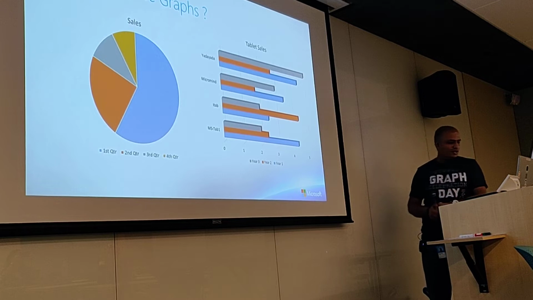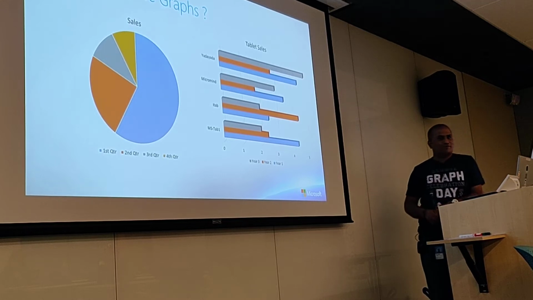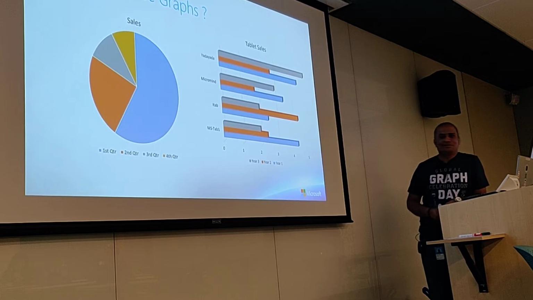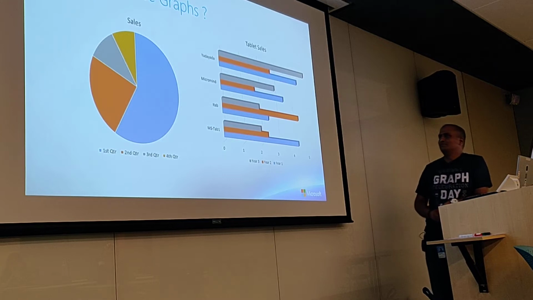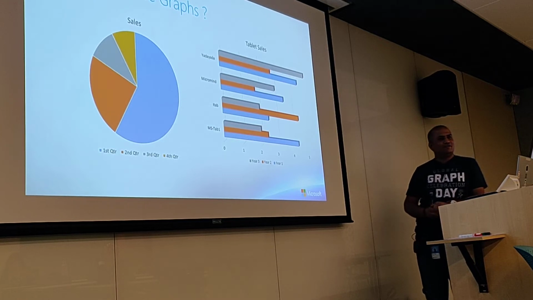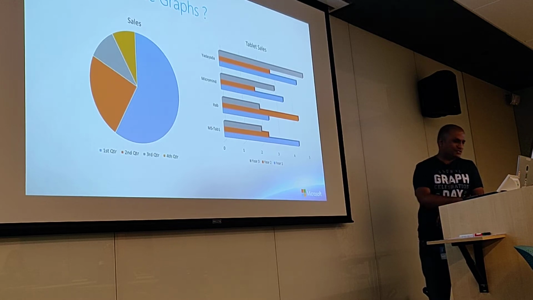So to start with, are these graphs? Do these look like graphs to you at all? Are they? They are charts. Yeah, these are charts. Pie chart, bar chart. Most of the normal people out there think that these are also graphs, but they are not graphs. These are basically charts.